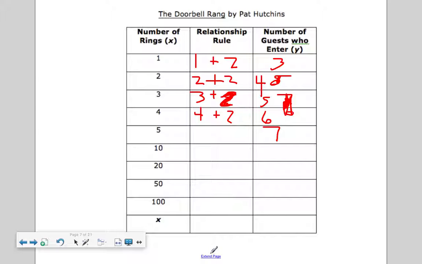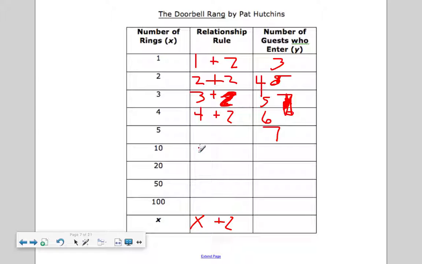So the relationship, as I can tell, is you add 2 to the number of doorbell rings, which can be represented by the letter X. X is called a variable. A variable is a letter or symbol that represents a number. So let's see if we can solve this.